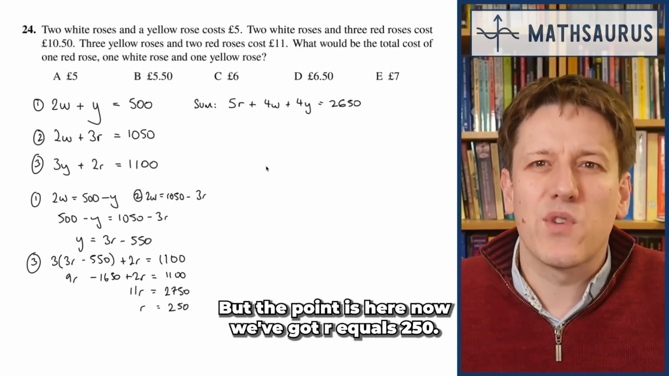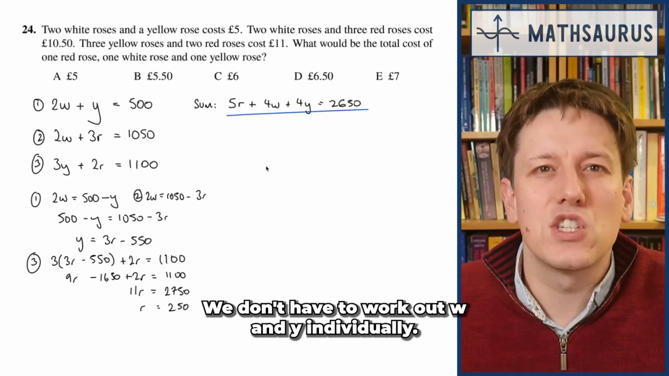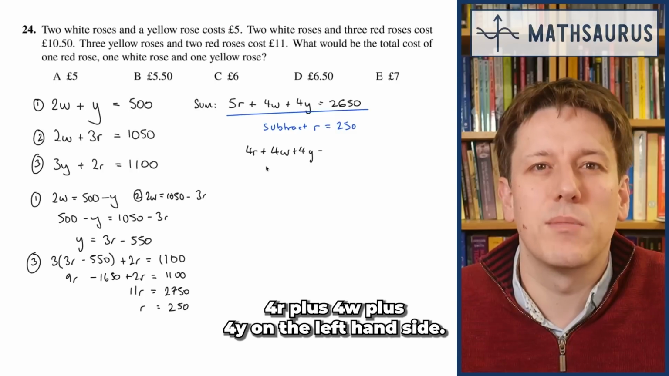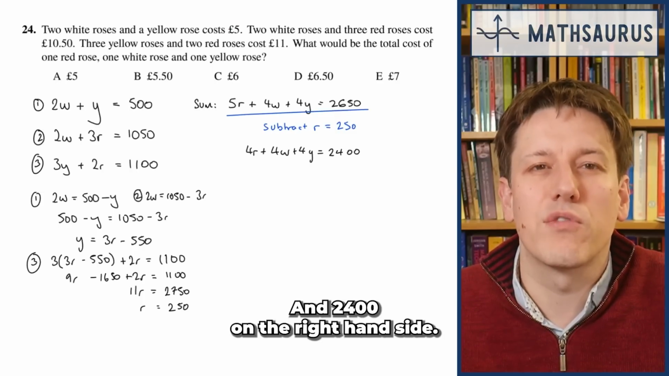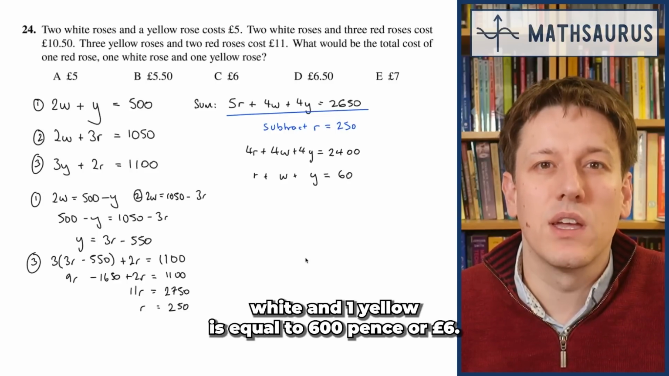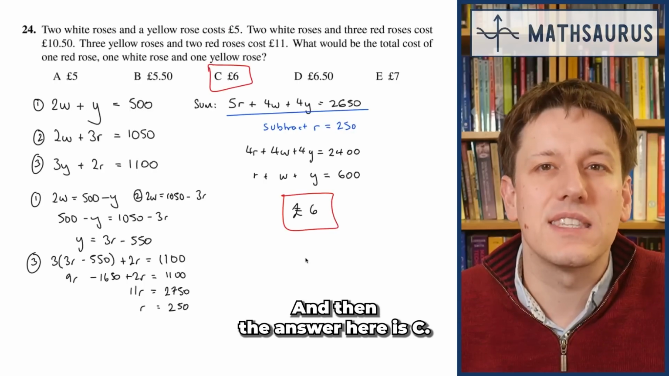But the point is, now we've got r equals 250, we don't have to work out w and y individually. We can just subtract that r equals 250 from this nice sum that we've got, and that would leave us with 4r plus 4w plus 4y on the left hand side, and 2,400 on the right hand side. So dividing by 4 would give us that 1 red, 1 white and 1 yellow is equal to 600 pence or £6, and then the answer here is C.